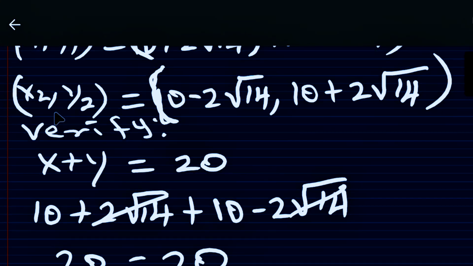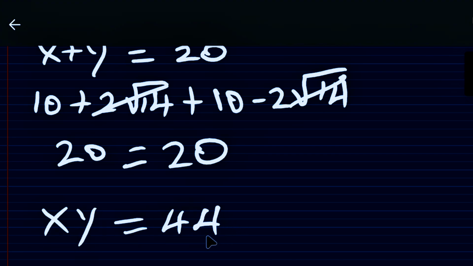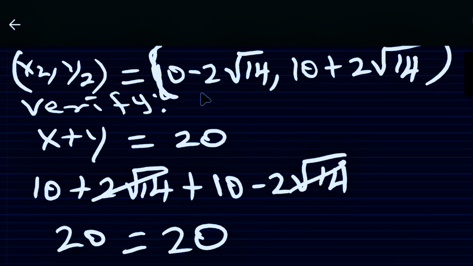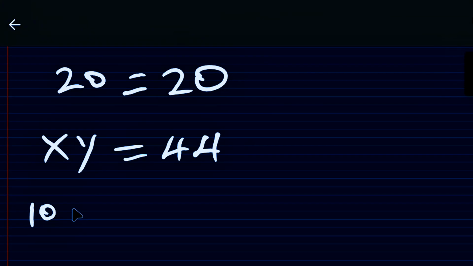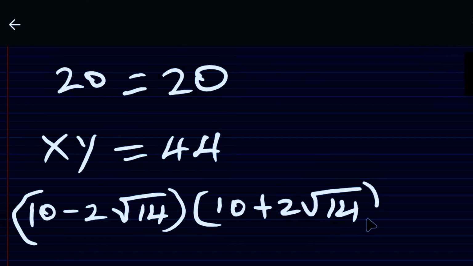Now let's check using x2, y2 for equation 2. Equation 2 is x times y equals 44. So we are going to do that using equation 2. So we have 10 minus 2 square root of 14 in parentheses because this is multiplication. We'll open another parenthesis, 10 plus 2 square root of 14, and this will be equal to 44.